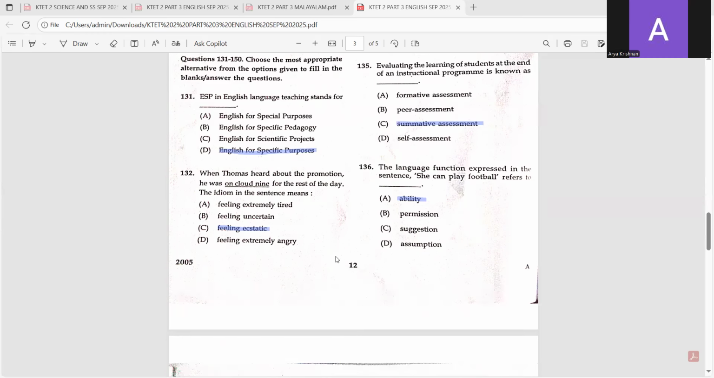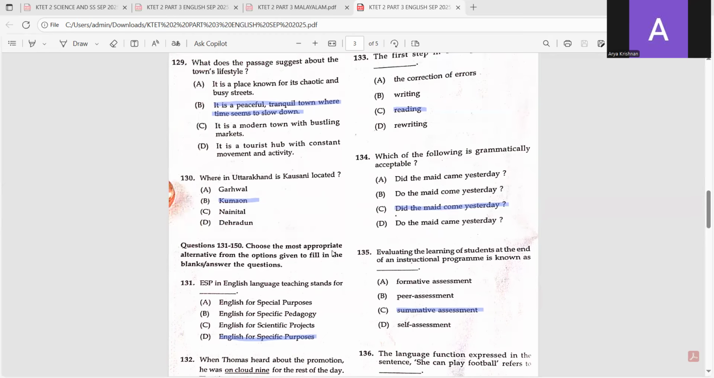132. When Thomas heard about the promotion, he was on cloud 9 for the rest of the day. The idiom in the sentence means feeling extremely tired, feeling uncertain, feeling ecstatic, feeling extremely angry. Answer വരുന്ന ഓപ്ഷൻ സി ആണ്, feeling ecstatic.